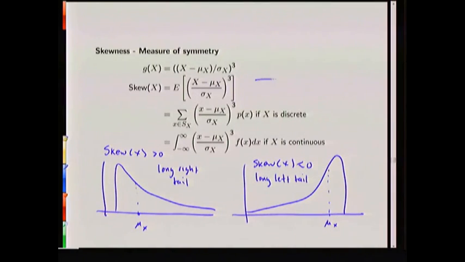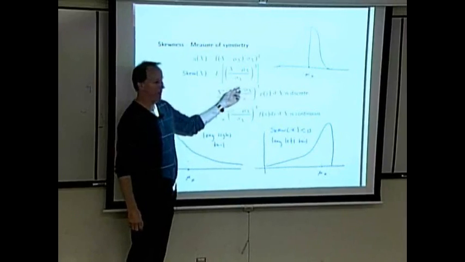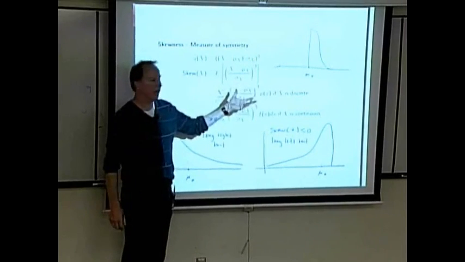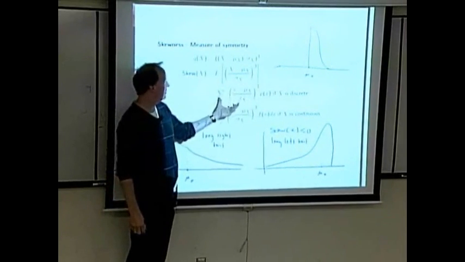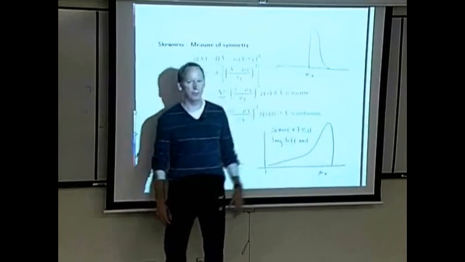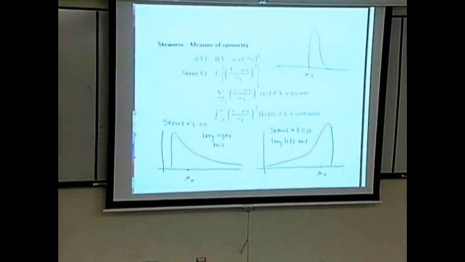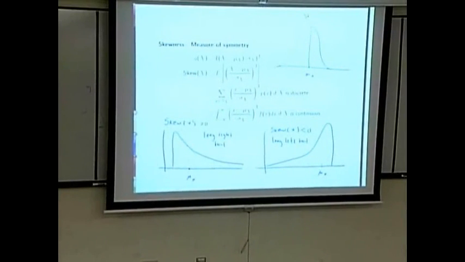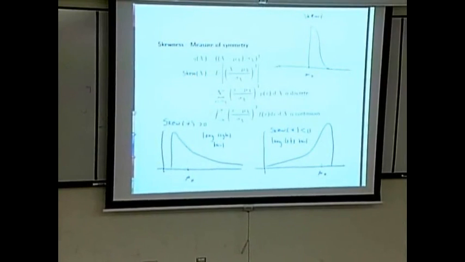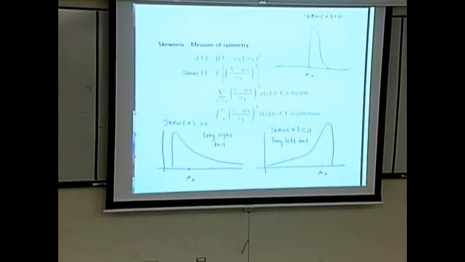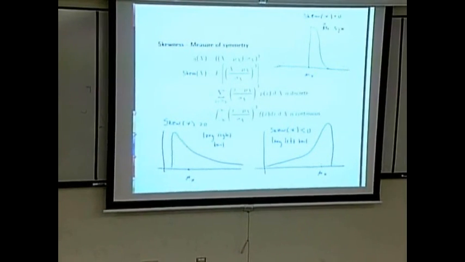Then in a symmetric distribution, like the normal, if things are symmetric, then the values above the mean and below the mean cancel out. And so when you calculate the skewness, you get something that's equal to 0. So in this case, we would have the skew of x equals 0 for a symmetric distribution.